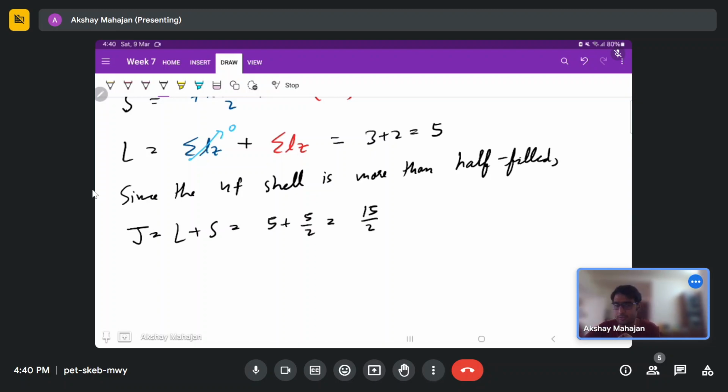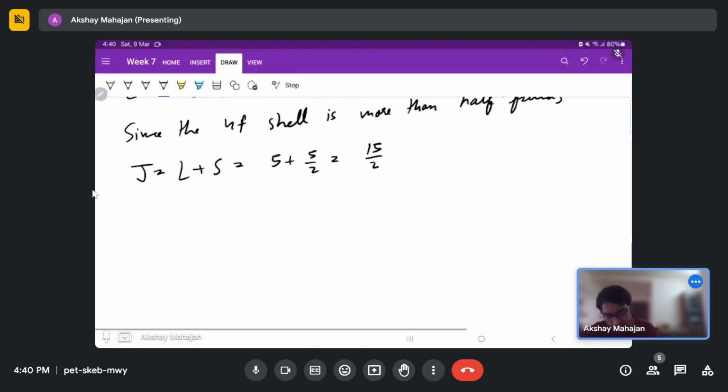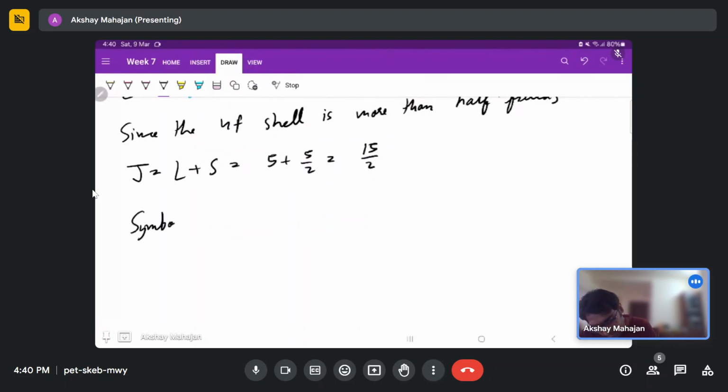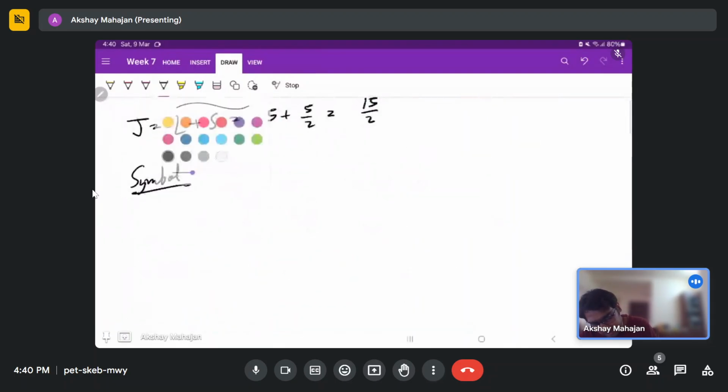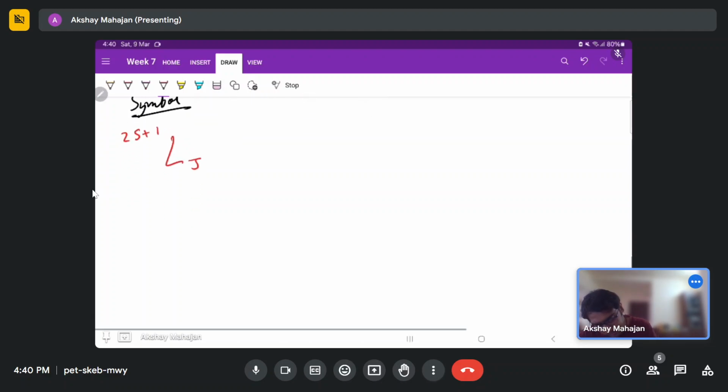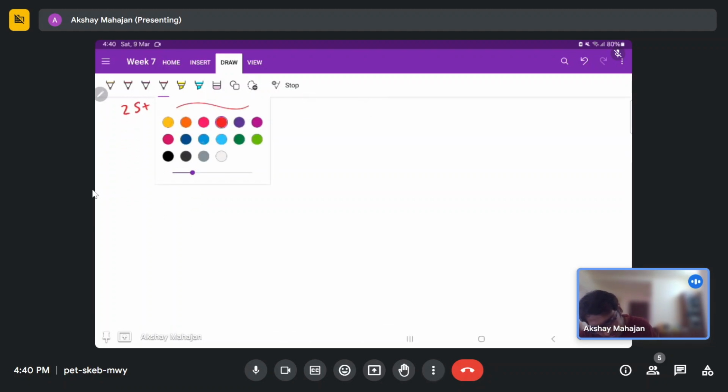Alright, so first we have to write the ground state symbol. The ground state term is basically a symbol, and the formula for this is ^(2S+1)L_J, where we'll just write it with this.